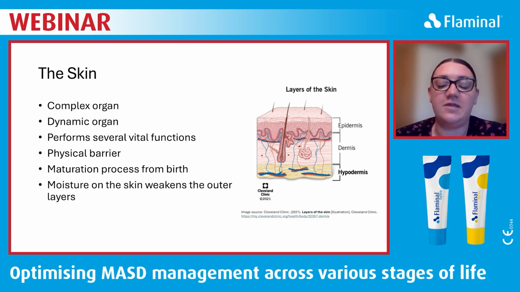Moisture of the skin increases the friction forces on it, softens the skin, which in turn weakens the outer layer. And that's where we need to be putting preventative plans in place to try and reduce our friction forces and, obviously, the weakening of the epidermal layer.